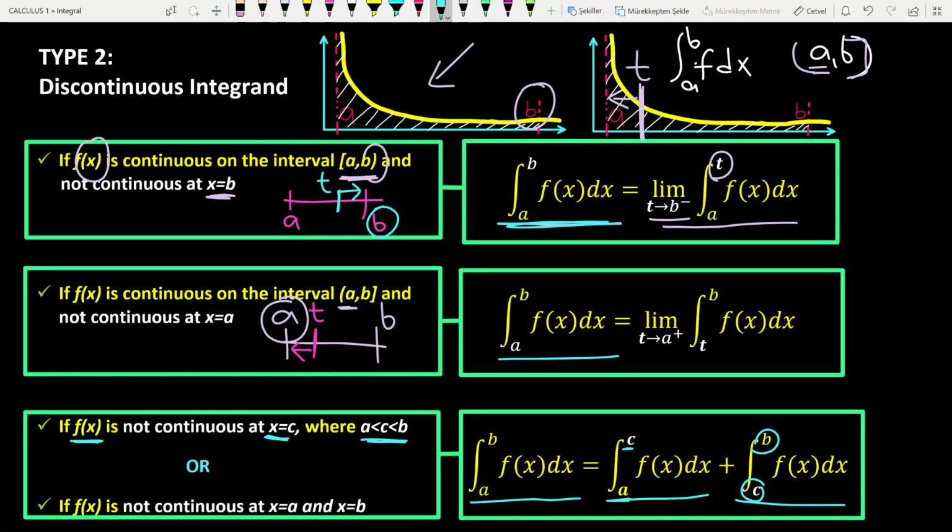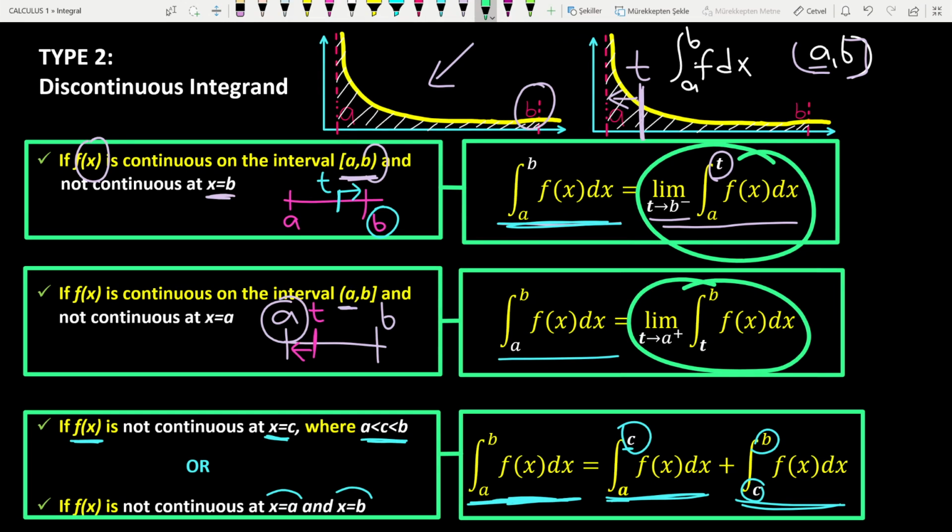Okay, what about the other case? If the function is not continuous at the endpoints, at x equals A and x equals B, in this case you also choose a number C. This is all up to you. You may choose 0, 1, or whatever you wish, and you break the improper integral into two improper integrals, and then you add them up, you finally get this result.